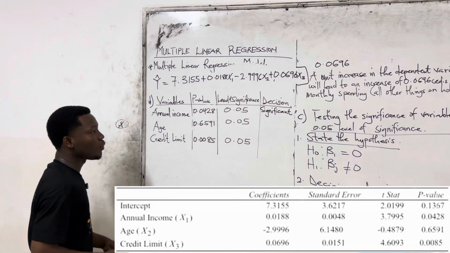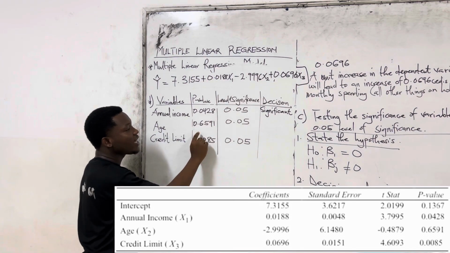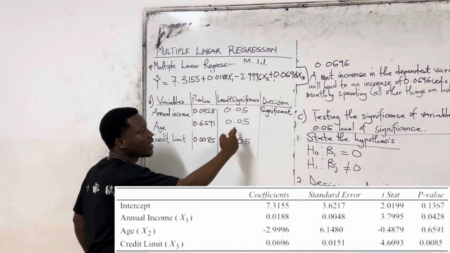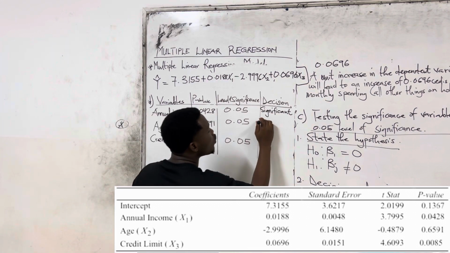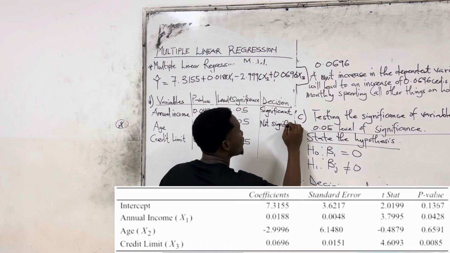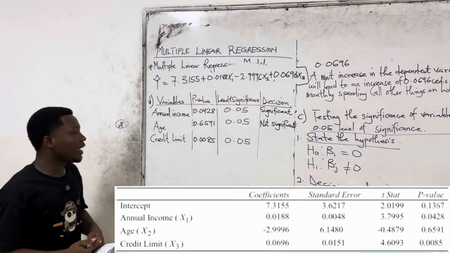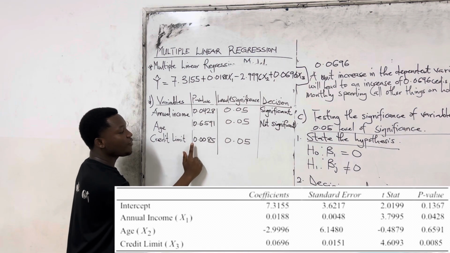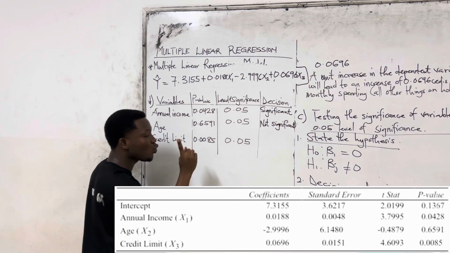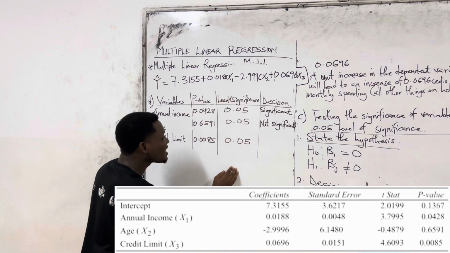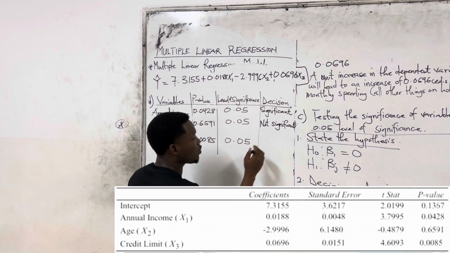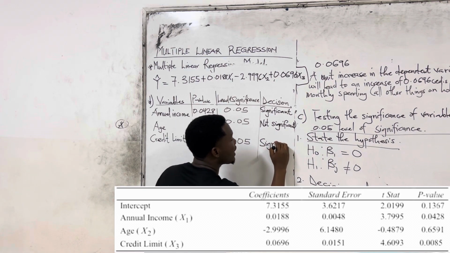Now let's go to the second one. We have 0.6 here, and here we have 0.05. So automatically our p-value is greater than our level of significance, which will make it not significant. And then the third one, we have 0.00, and here we have 0.05. So automatically our level of significance is greater than our p-value. So that one will give us significance.